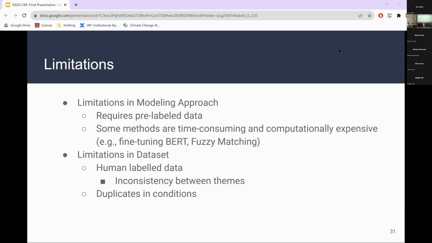Some limitations within our data sets. These are human labeled data, which is something you can't avoid, but it might result in some inconsistency in how different labelers might define a theme or label a certain document. And there were also a lot of duplicates in conditions. Although we did put a lot of work into trying to identify those duplicates, since some of them were similar but not exact, we might have missed them, and that might have resulted in a bit of data leakage that causes our models to be a bit inflated.